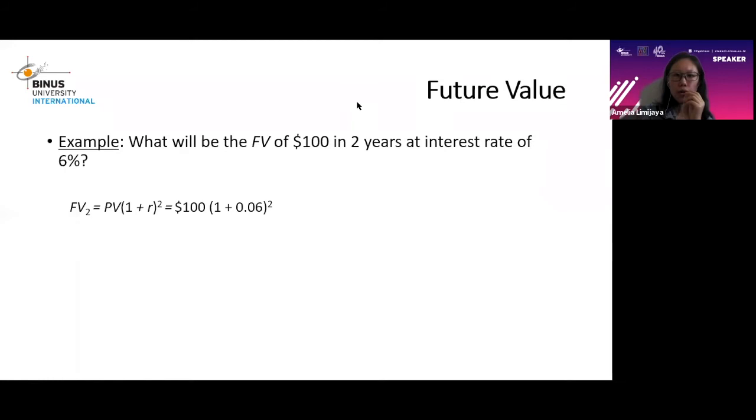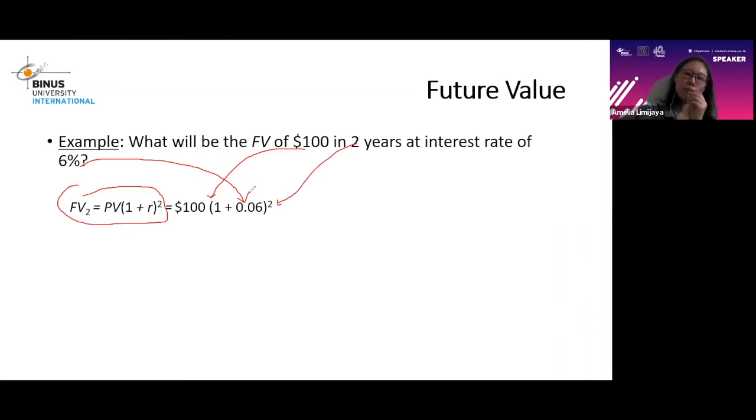Remember, the formula is this, yeah? And these are the numbers that are plugged into the equation. 100 multiplied by 1 plus 6% or 0.06 to the power of 2. Yeah. Pangkat 2. Yeah. And then you'll get 112.36. Yeah. So that's your answer. If I now have 100 and I put it in an investment that gives me 6% interest over 2 years, then at the end of year 2, I will get 112.36.